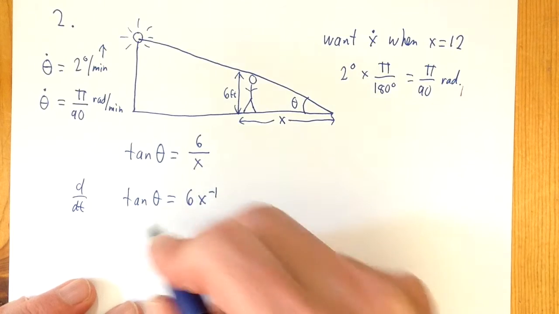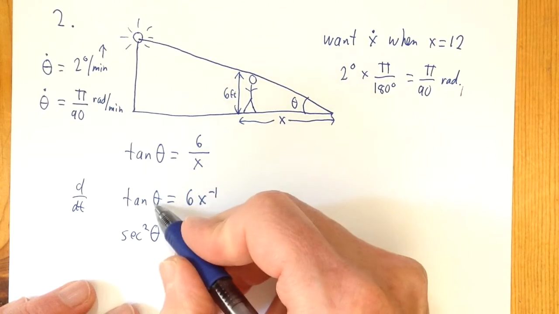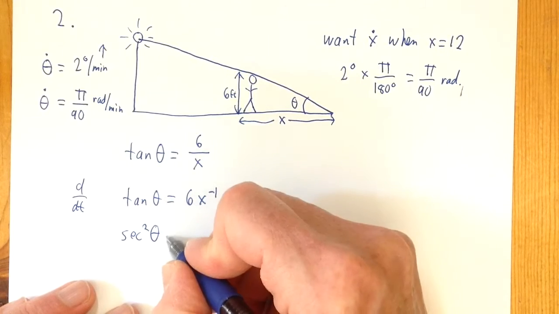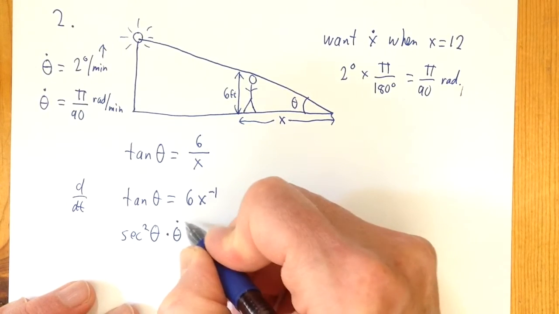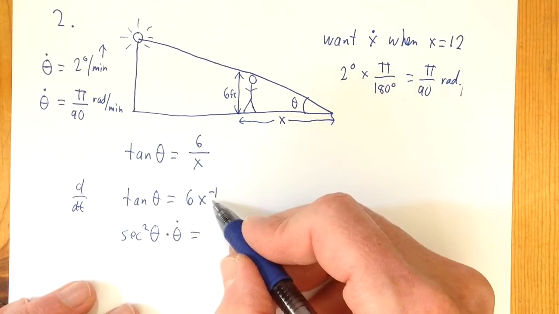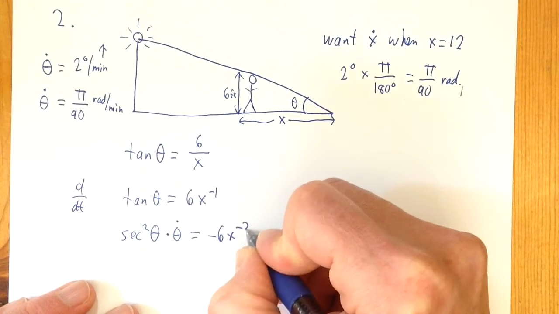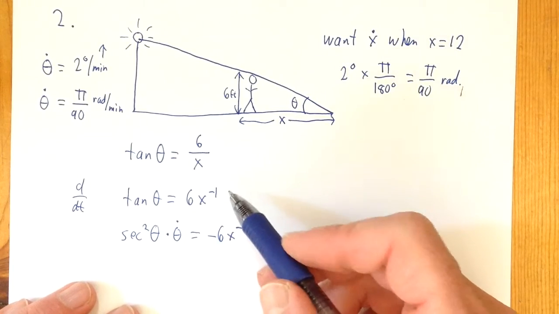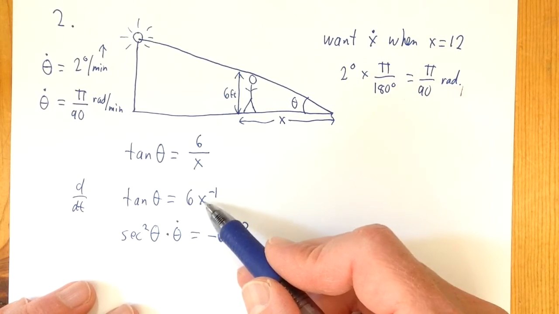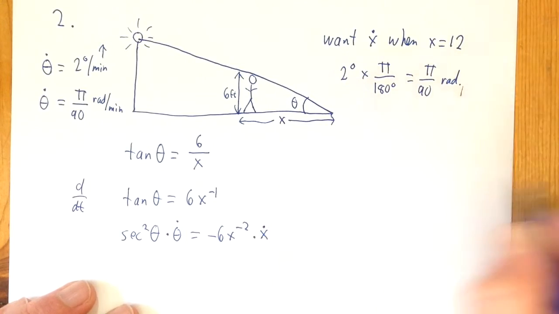Derivative of tangent is secant squared. So secant squared theta times the derivative of what's inside. What's inside is theta, so that's times theta dot. That's this side. Equals, see, derivative of 6x to the negative 1 is negative 6 x to the negative 2, right? Just same old derivative thing. And then we have to take the derivative of x, so then we multiply by x dot.